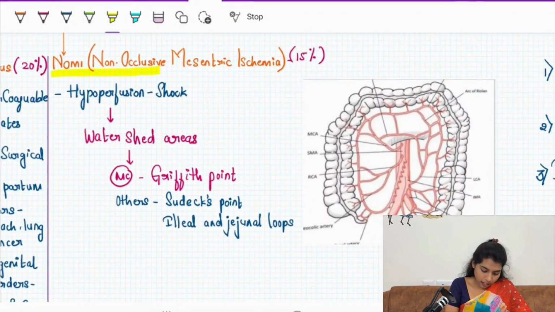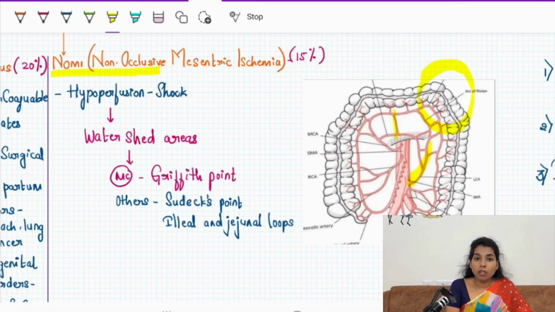We know that the superior mesenteric artery gives off the middle colic artery. The inferior mesenteric artery gives off the left colic artery. So there is this area of the large colon, the splenic flexure, which is the junction between the SMA and the IMA, the superior mesenteric artery and the inferior mesenteric artery, which is named as Griffith point. So if you are looking at bowel ischemia involving the Griffith point, you should think of non-occlusive mesenteric ischemia.